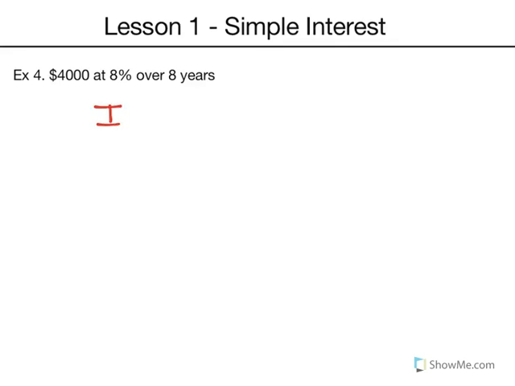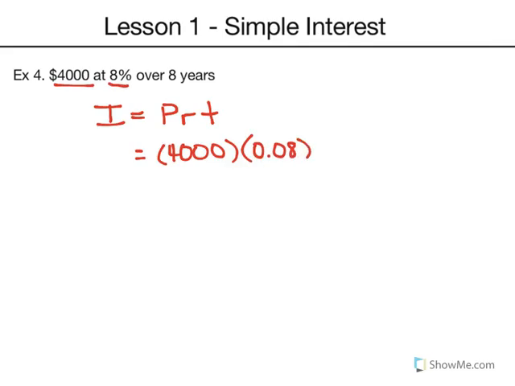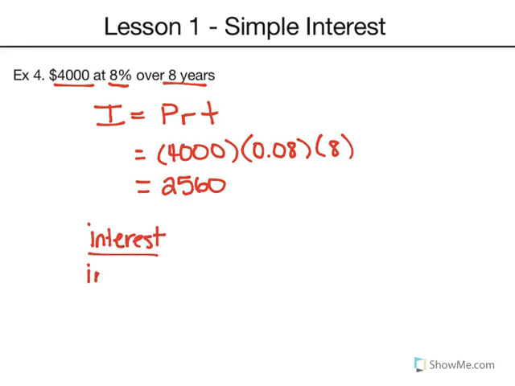So we're just going to find the interest. So we have I is equal to PRT, which is 4,000 is our principal. Our rate is 8% as a decimal, so 0.08, and our term is 8 years. So we multiply those together and we get 2,560. So our interest over our investment is our rate of return. So our interest is 2,560.